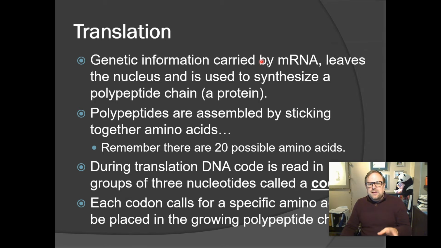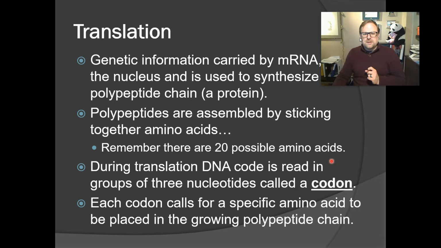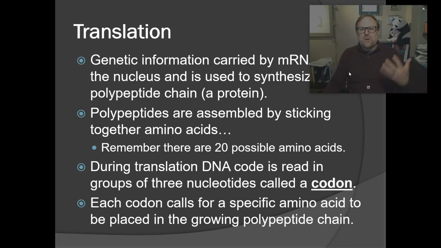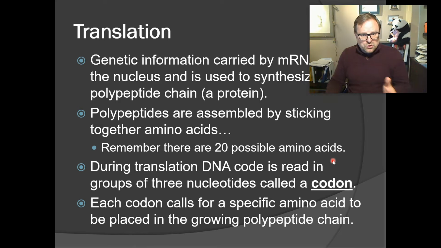So the genetic information carried by the messenger RNA leaves the nucleus and is used to synthesize a polypeptide chain, a protein. The polypeptides are assembled by sticking together amino acids. Remember, there's 20 possible amino acids, and I'm going to pull something up in a second here to show you, to help you with a little bit of what's going on here.